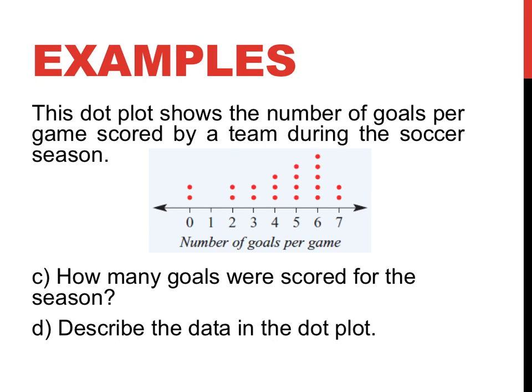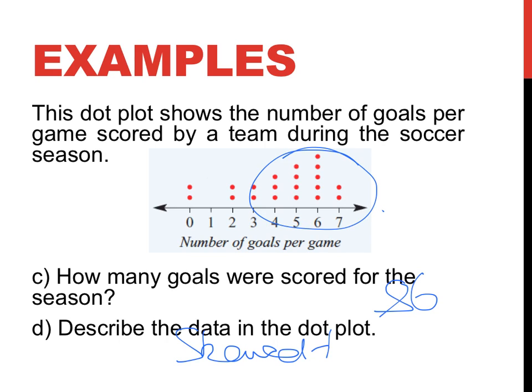That's okay. The answer for this one was 86. While 2 games resulted in 0 down the end, most of the data is not symmetrical, it doesn't go like that. Generally most of the dots and most of the data is towards the high end. So 2 games resulted in no goals, but the data was generally skewed towards the high end. And that's all you have to write.